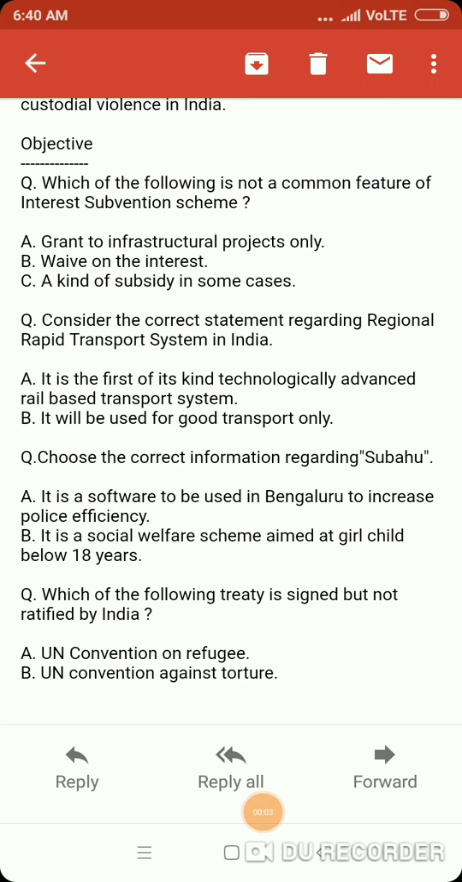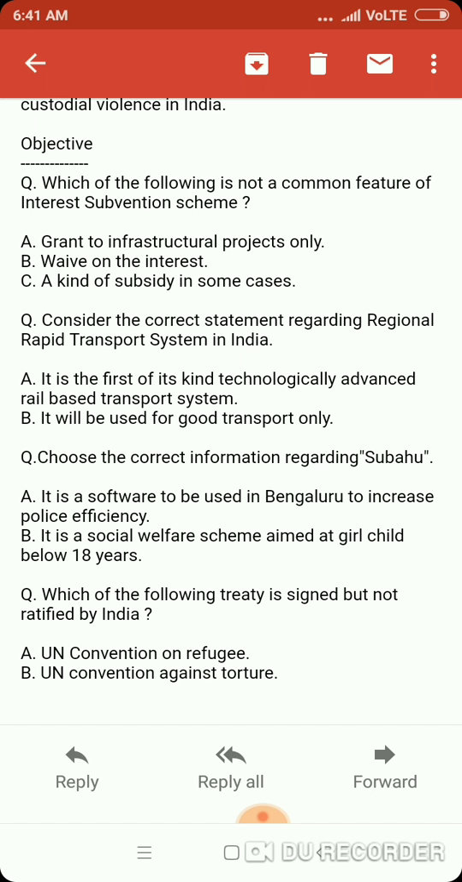Let's come to the objective questions. Which of the following is not a common feature of interest subvention scheme? Generally, we often come across this term, interest subvention. Interest subvention scheme is not a particular scheme, it is just a characteristic of some schemes. Interest subvention means a kind of waiver, a kind of reduction on interest. For example, a government gives a loan to farmers, and at the time of return the government has waived some interest on that loan. That is interest subvention. The government is providing some kind of financial aid.